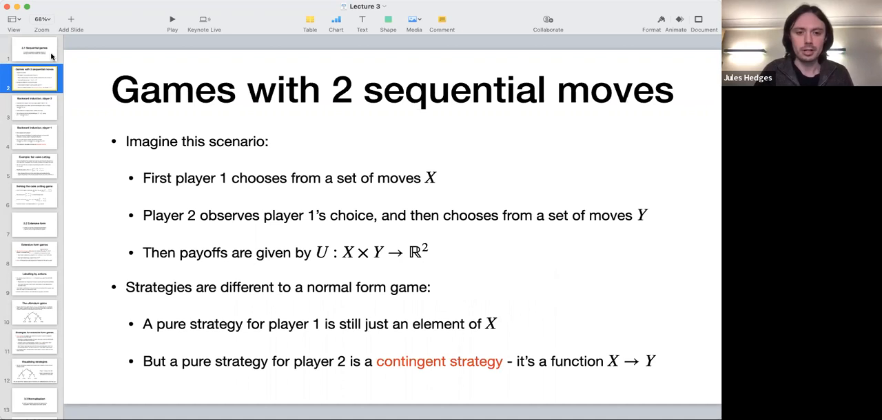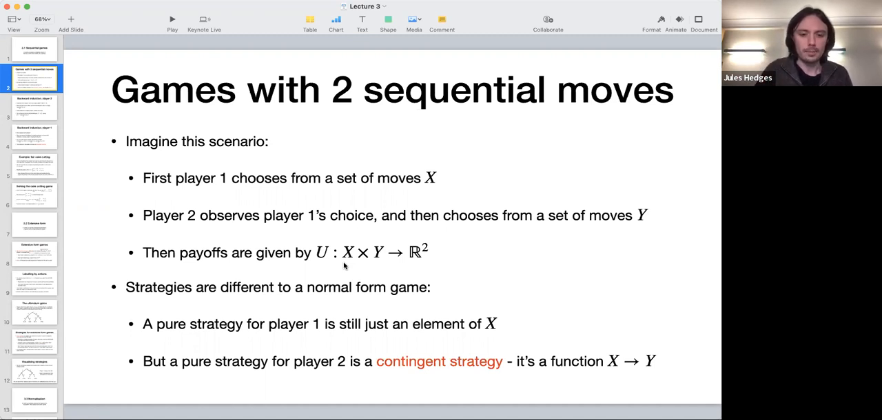So imagine this scenario where first we have a first player who has to choose a move from a set of moves, and then we have a player 2 who moves second. So player 2 is going to observe what player 1 did. Player 2 is going to observe player 1's choice, and then they're going to make a choice of their own from a set of moves. And then payoffs are going to be given by just a normal payoff function. So given a choice of move for both players, both players get a real number payoff.